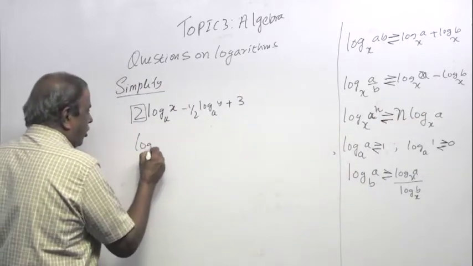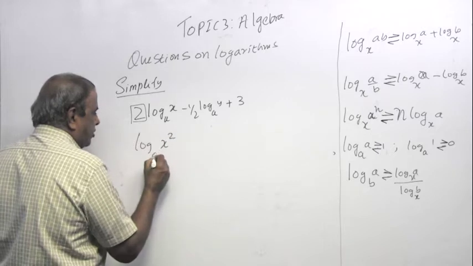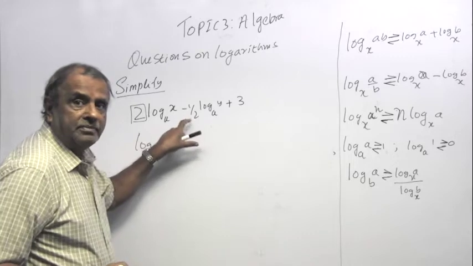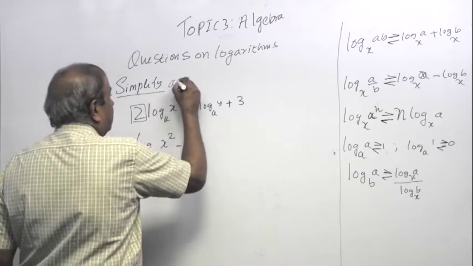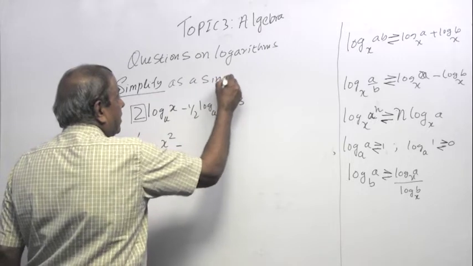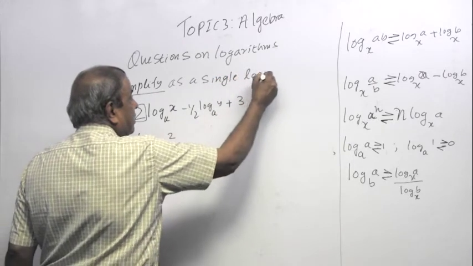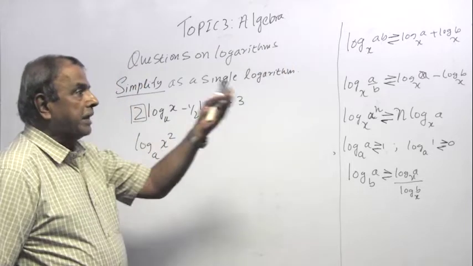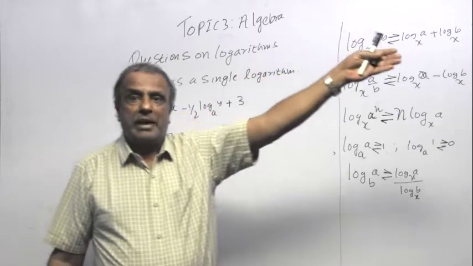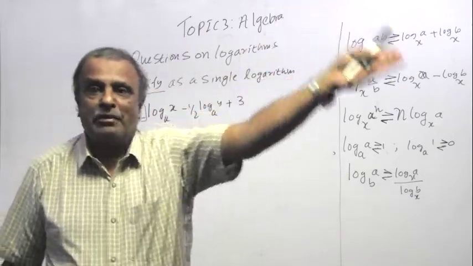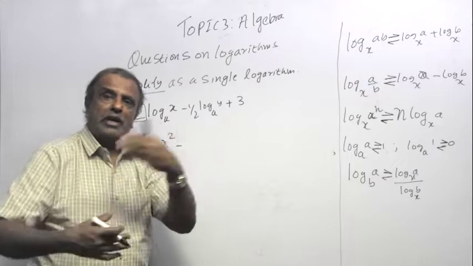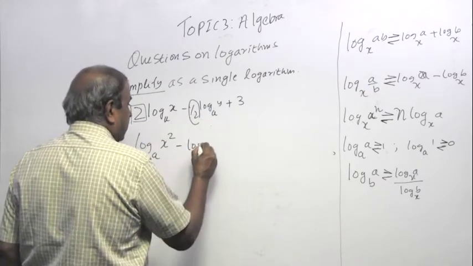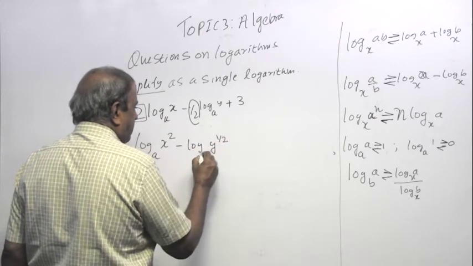So I'll write this as log of x squared to base a minus half. In fact, simplify as a single logarithm. Especially, you know why you need this? Because later on when you do integration, sometimes they say express in the form a ln b or express in the form ln f of x. So you should know how to simplify logarithms. This half I don't want. So I'll write it as log of y power half to base a.